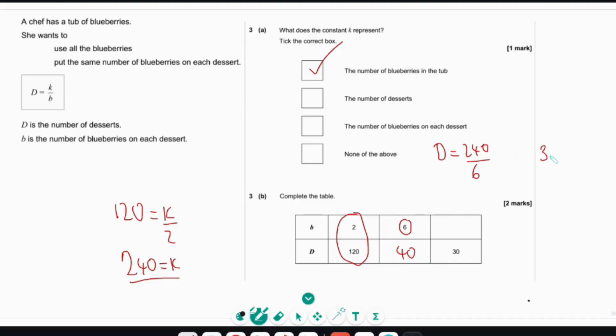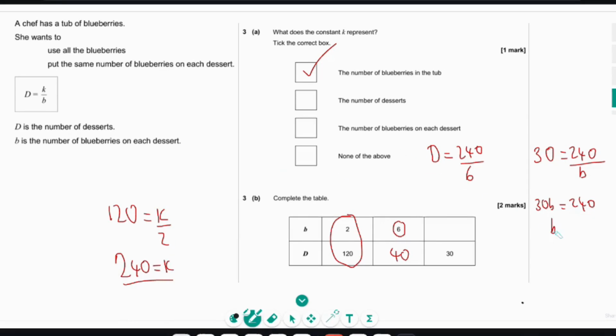So this time I know D. I also know K. K stays the same, the number of blueberries in the tub. D equals K divided by B. Well, let's make B the subject by multiplying both sides by B. Then dividing both sides by 30. B is 8.